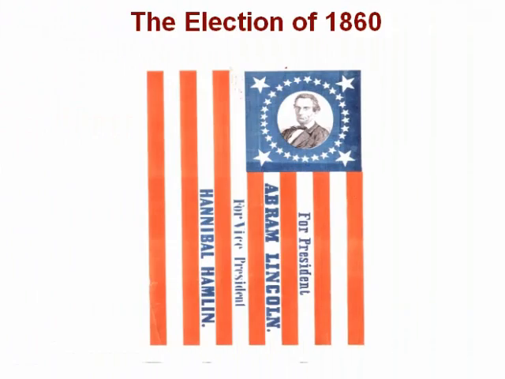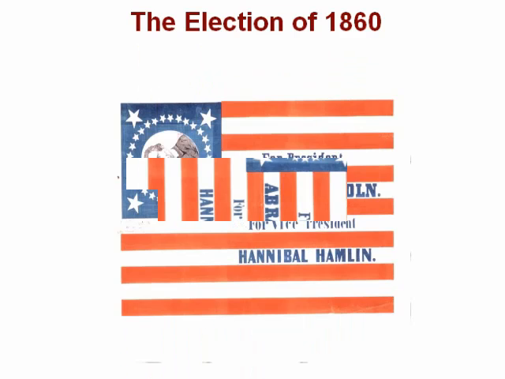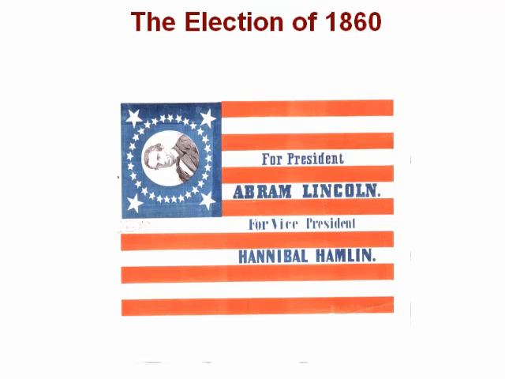And we're back. So let's talk about the election of 1860. Pictured here is the 1860 election flag from the Republican Party. And if you turn your head sideways, you can see for president, Abraham Lincoln; for vice president, Hannibal Hamlin.